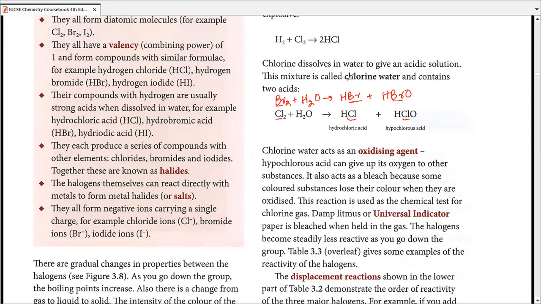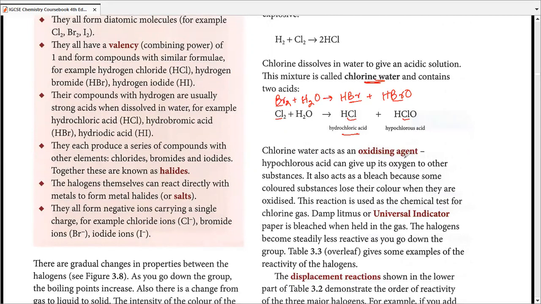In a similar way, bromine mixture is known as bromine water. If this one is known as chlorine water, that is known as bromine water. If we have hydrochloric acid formed over here, we'll have hydrobromic acid formed over here. If we have hypochlorous acid formed over here, we would have hypobromous acid formed over there. You can do the same with fluorine and iodine in terms of naming.